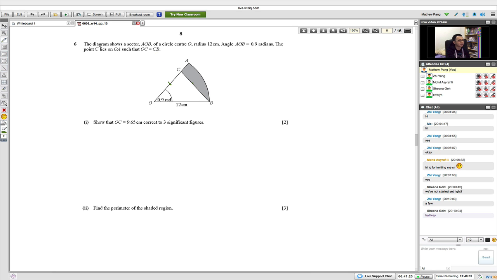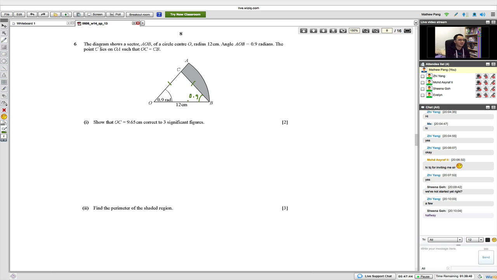I need to make a remark here. Alright, then show that OC equals 9.65. You need to find the length of OC correct to 3 significant figures. Alright, so it's quite simple. Okay, first, this is an isosceles triangle. So if here is 0.9, I know here will be 0.9 also.